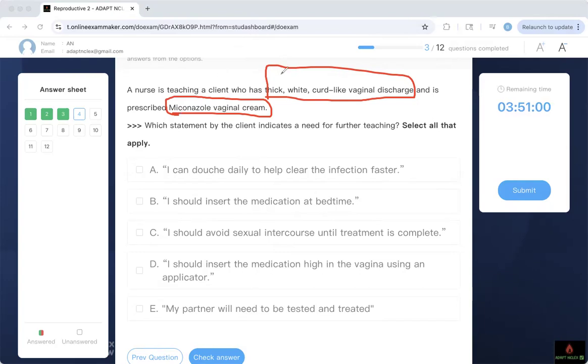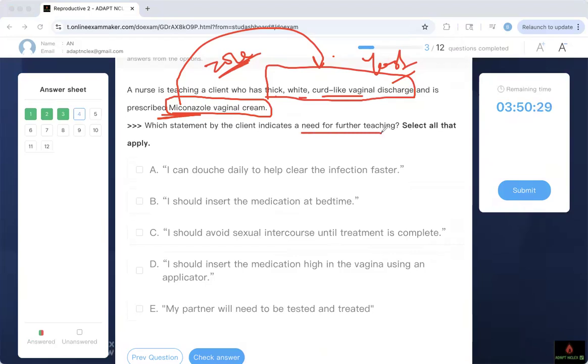Now, thick, white, cheese-like vaginal discharge. What is this? Even if you don't know, look at this medication. Miconazole. It has a ZO. This is always antifungal. Therefore, if I'm prescribed antifungal, this may be a fungal infection. This thick, white, cheese-like vaginal discharge is a yeast infection. That's all. So the patient has a yeast infection and is prescribed antifungal. How do you treat it?